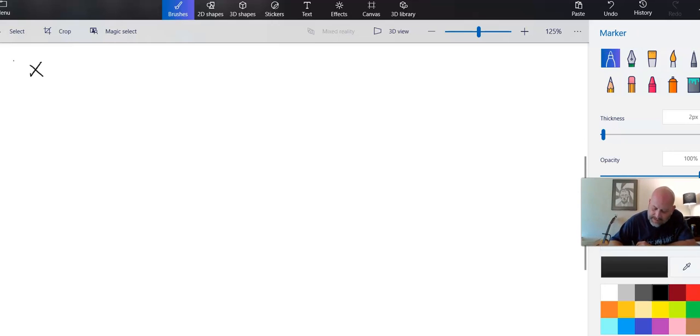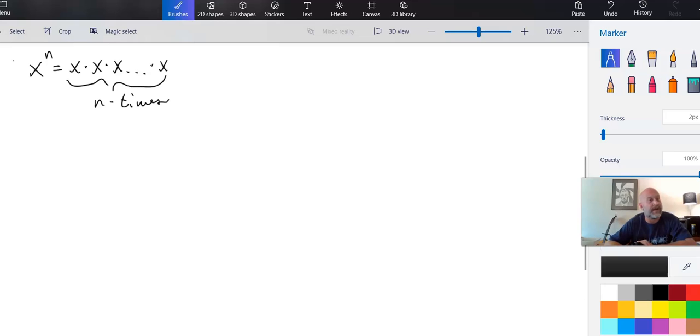Okay. So as a definition, x to the n is equal to x times x dot dot dot times x, and this happens n times. So that's basically our definition. Now, the first rule that we often see is that x to the m times x to the n is equal to x to the m plus n.